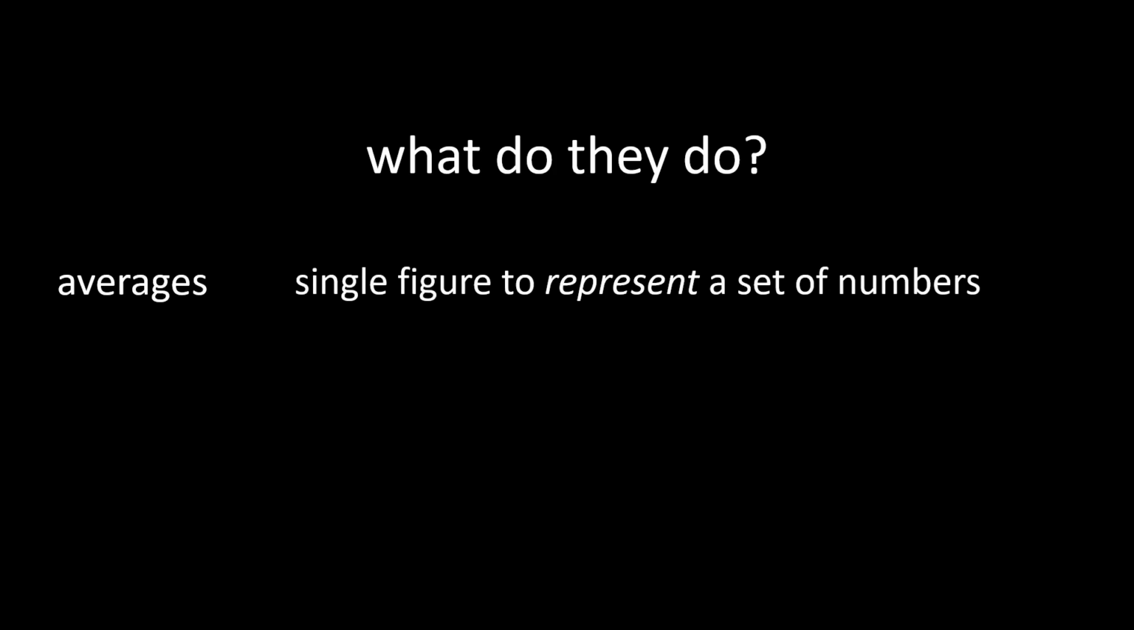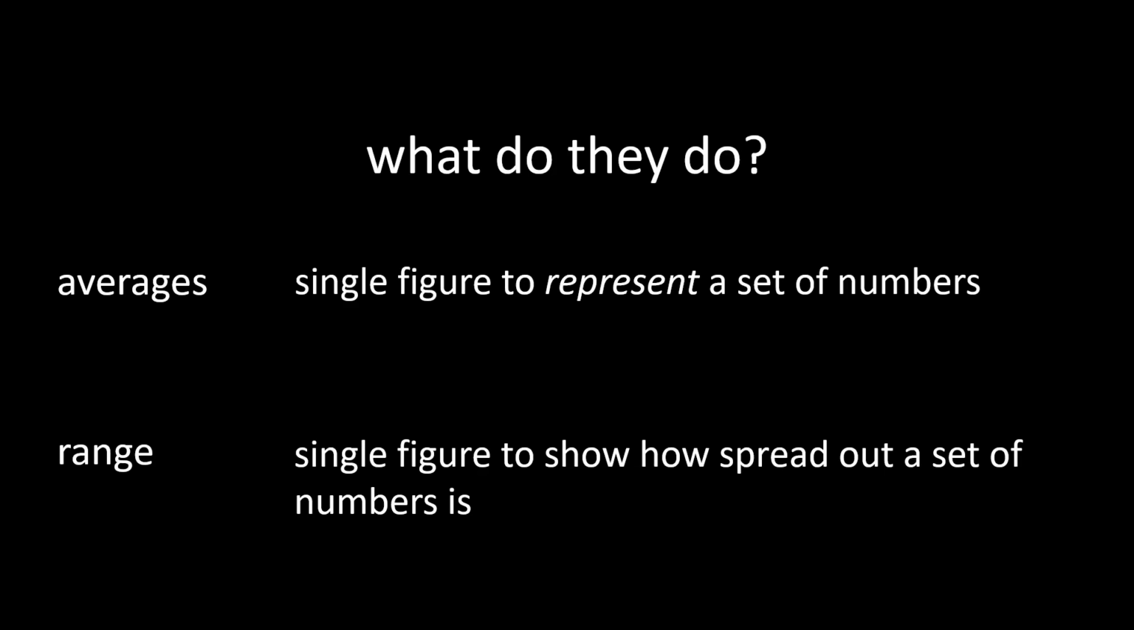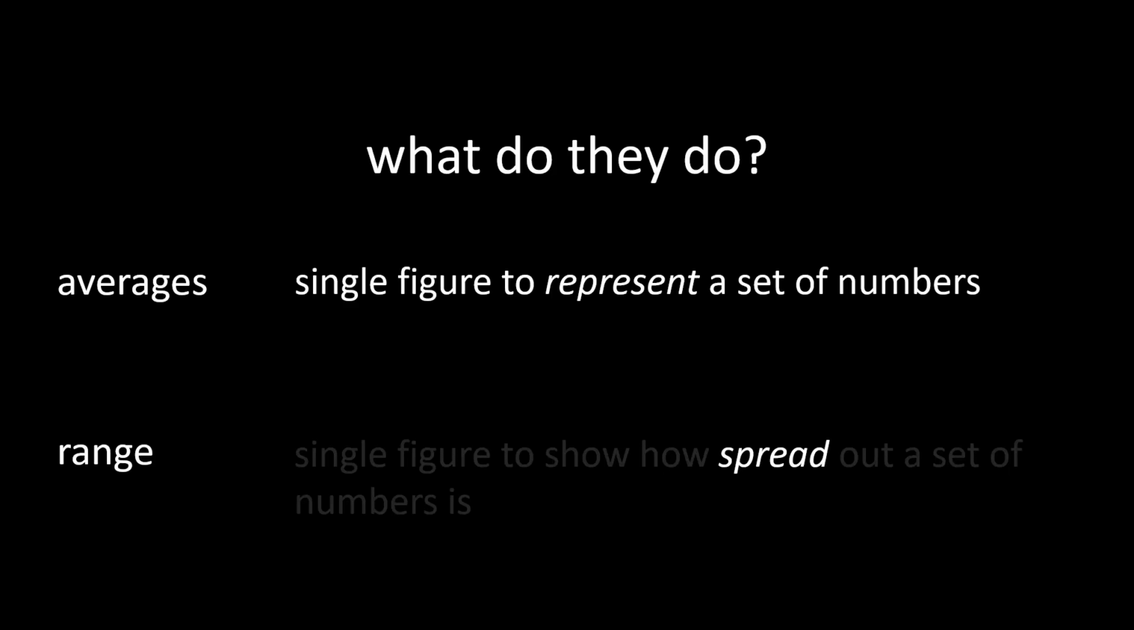So I suppose we need to know, what do they do? Well, what the averages do is they provide a single figure to represent a set of numbers. So if we've got a large amount of numbers, it's not easy to sum it up when it's a big large set. So we can use a single number, an average, to represent that data. And its benefit is that we can then compare two large sets of data by having an average for each and comparing those. Now the range, what that does, it's a single figure again, and it shows how spread out a set of numbers is.